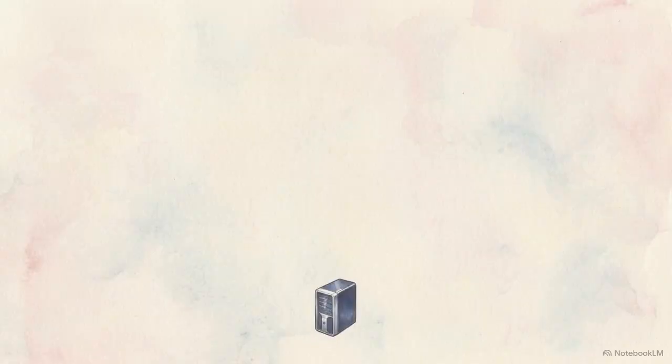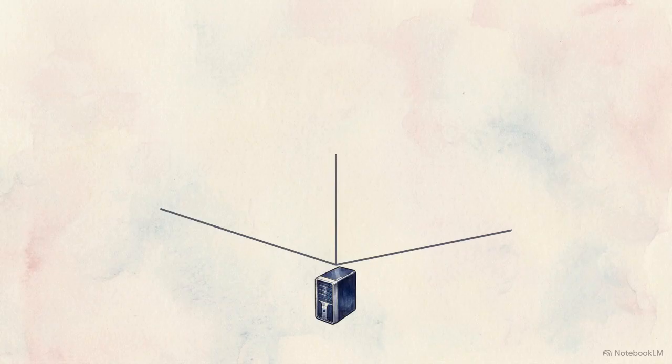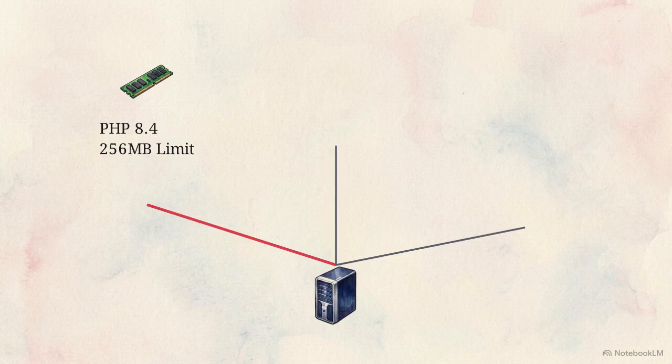Optimization happens at the server level. You must match your infrastructure to the specific complexity of your build. For basic sites, start by checking memory. Setting your host to PHP 8.4 with a 256 megabyte limit is a zero-cost way to stabilize simple builds. If you've increased memory and the editor still crashes during saves, your host's execution model is likely the bottleneck.